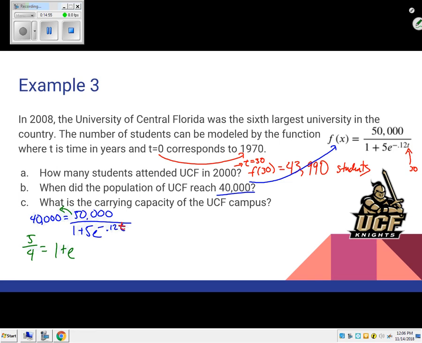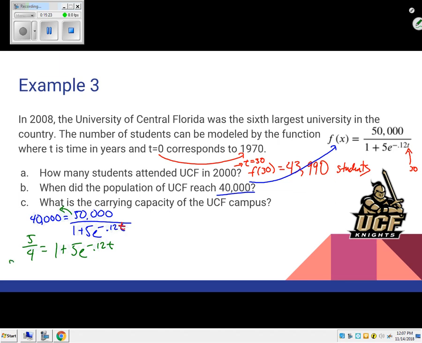Here we go, 5e to the negative 1.2t. If you haven't heard my story on moving the hat, what I did in this step was I actually took the reciprocal of both sides and then multiplied by 50,000. And that will get you to the same spot. If you haven't heard my story on moving the hat, come talk to me and we'll get you keyed in.